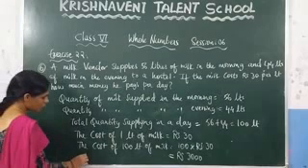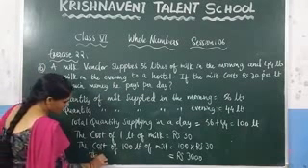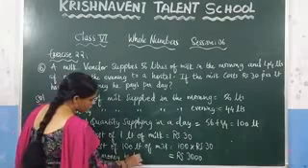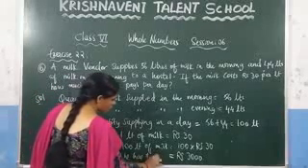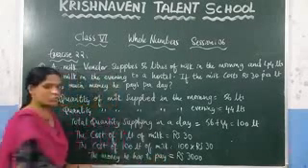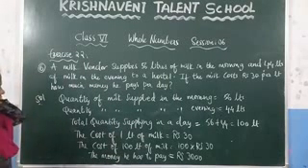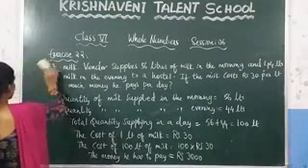So at last, write the money he has to pay. How much does he have to pay? 3,000 rupees. Like this you need to solve here. Now see the next question, 7th question.